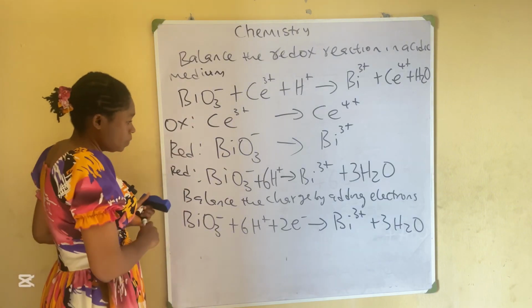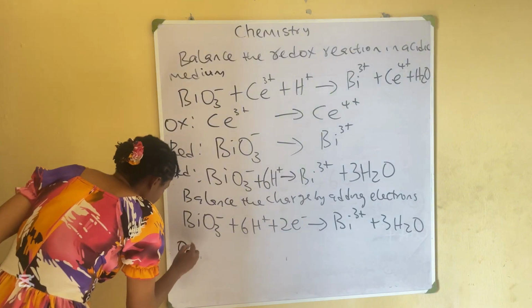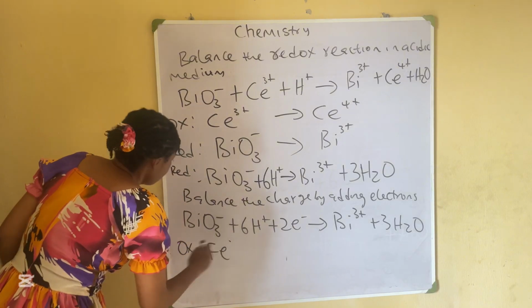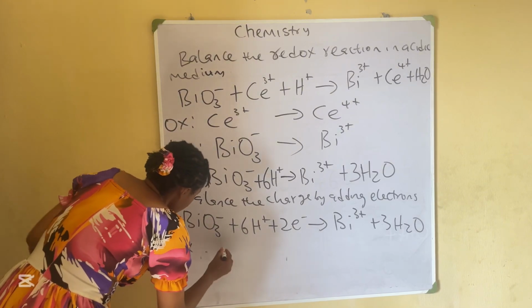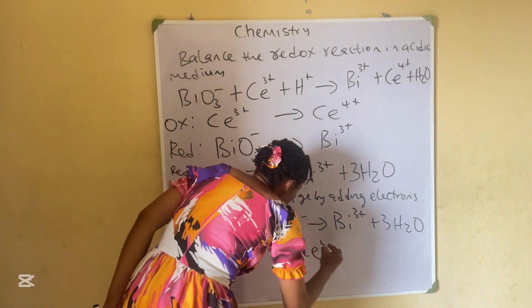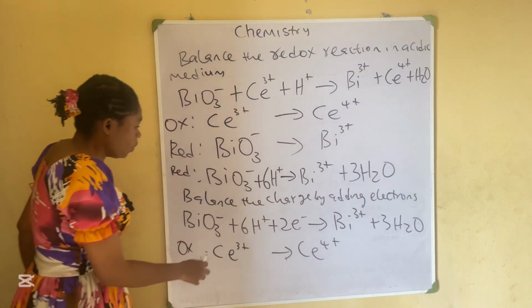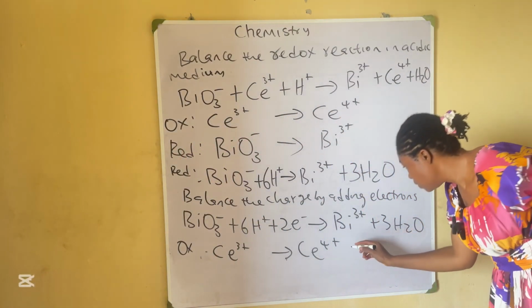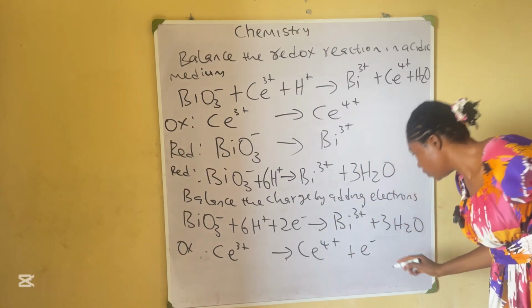So for my oxidation, I have cerium 3 plus going to cerium 4 plus. So I have 3 plus here, I have 4 plus here. So I need to add an electron to balance it. So I add 1 electron.